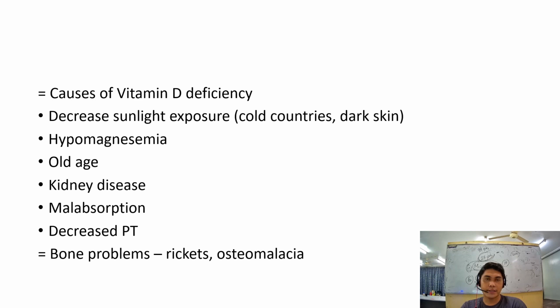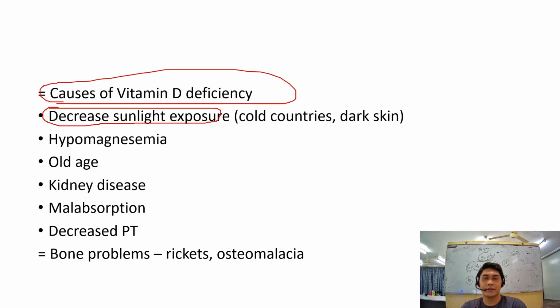So what are the causes of vitamin D deficiency? First is decreased sunlight exposure. For example, in cold countries like Scandinavia, there is less sunlight. So less sunlight means less conversion of 7-dehydrocholesterol to active vitamin D. Another cause is having dark or black skin.